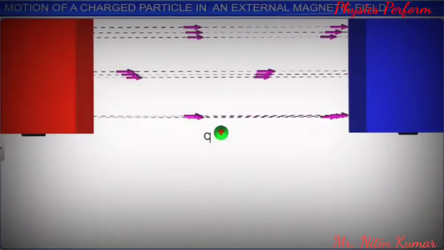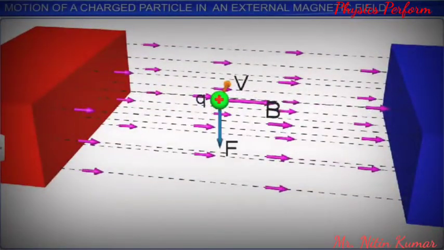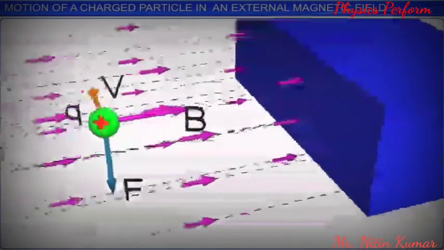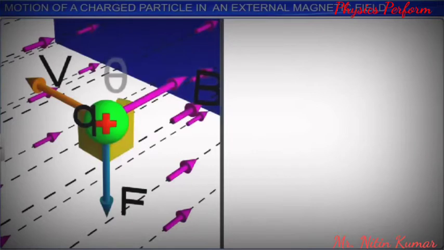Let a charged particle of charge Q be projected into the magnetic field with the velocity v perpendicular to the direction of the magnetic field. When the charged particle is moving perpendicular to the magnetic field, the charged particle experiences maximum force, and this force is acting perpendicular to both the magnetic field and velocity of the charged particle. The magnitude of the force acting on the particle F is equal to BQV sin theta, where theta is the angle between the direction of the velocity and the direction of the magnetic field.